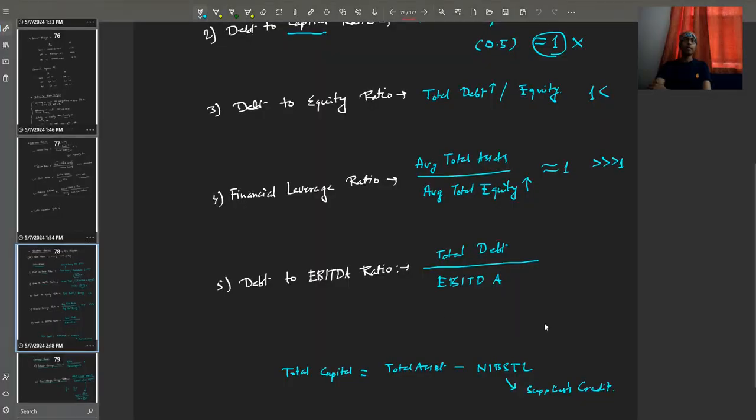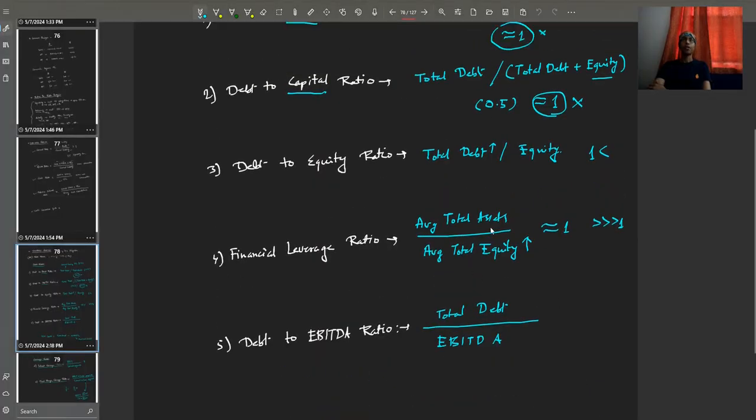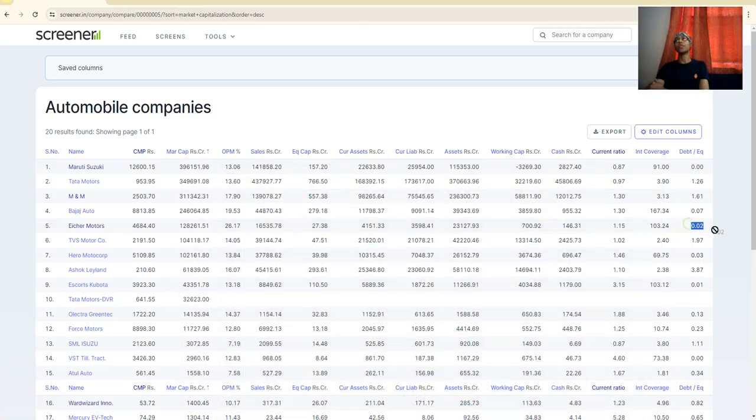Let me tell you, this is average total assets by average total equity, right? Ideally it should be equal to 1. That is, one should have no debt. They are almost near that number, right? 0.02. So it's a fantastic situation for them.